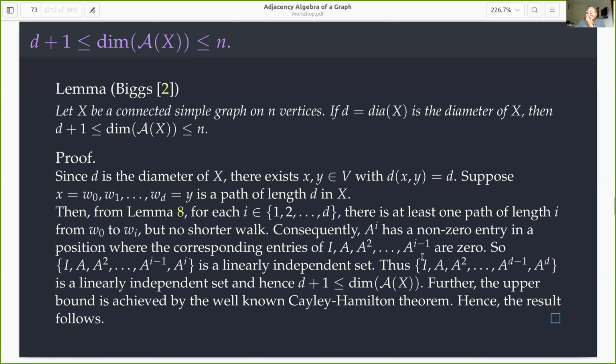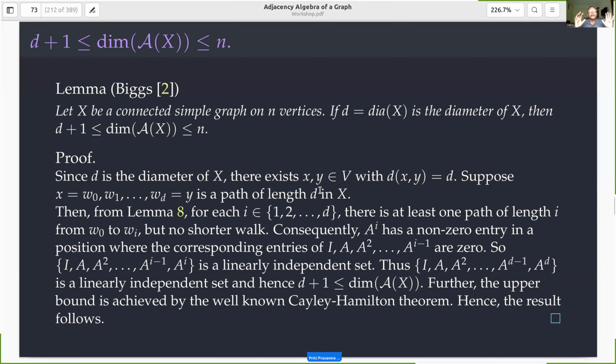Hope everyone is clear about this, and assuming that, moving forward. But before that, again, try to recall what we have done: the dimension of the adjacency algebra.